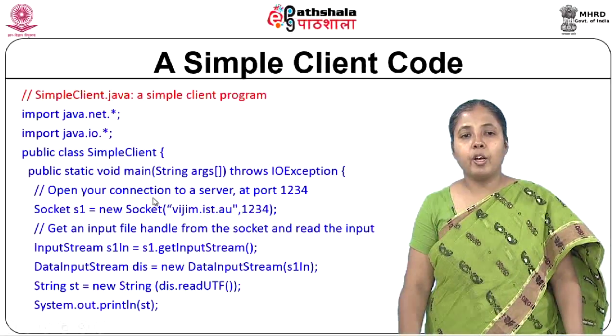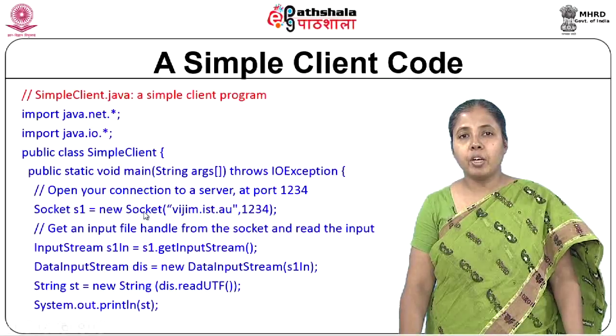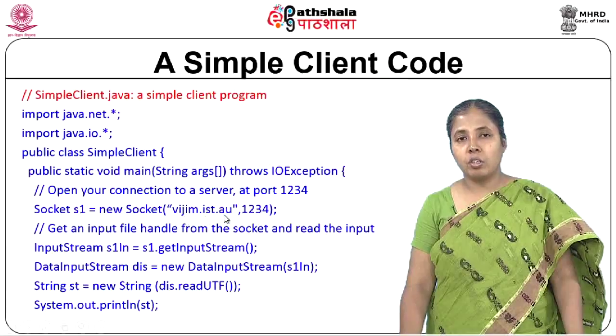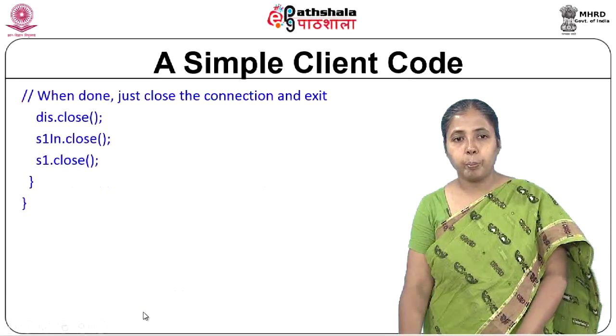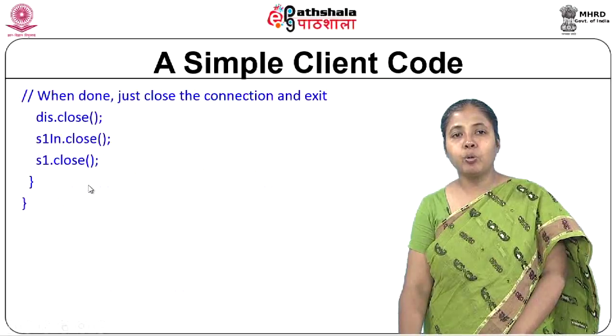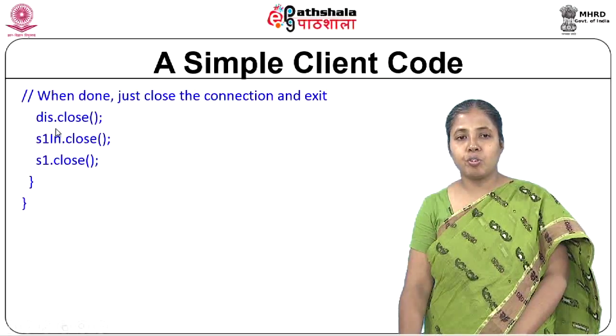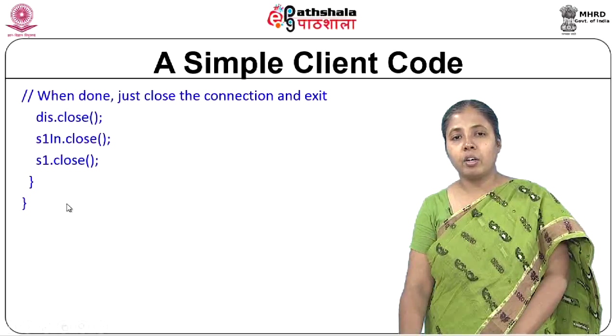And this is a simple client code. The client is making a connection to the server by creating a socket object. It gives the host name of the server and the port number where the server is waiting for the client request. As usual, you create an input stream through which you read the data that is sent from the server side, and it prints it on the console. And this is where you need to carefully close the data input stream and the socket streams.